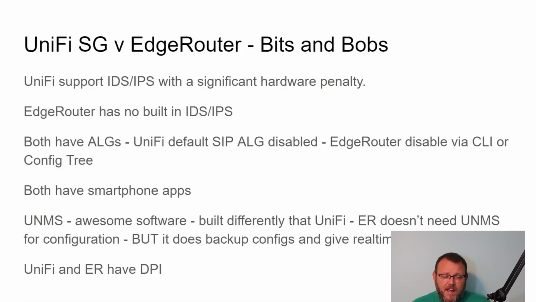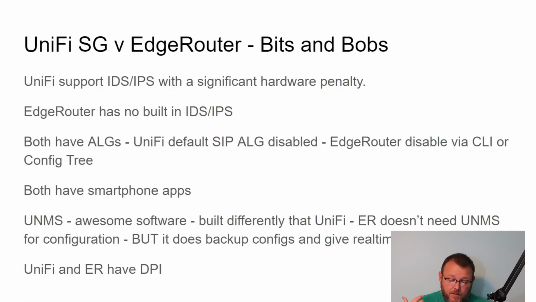Both UniFi and Edge have ALGs. UniFi by default now has the SIP ALG disabled, and with the EdgeRouter you have to disable it via the command line or the config tree. You can configure, or at least monitor, both the Edge line and the UniFi line from a mobile app now.